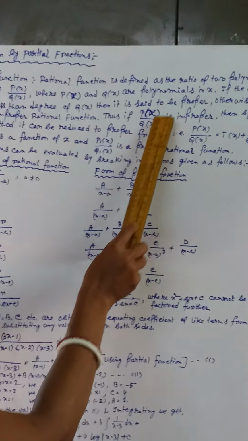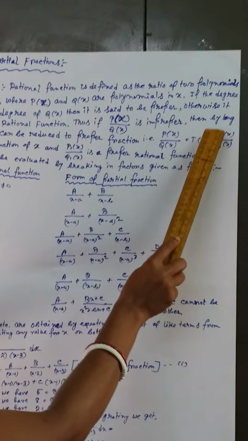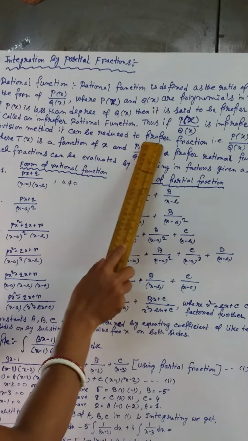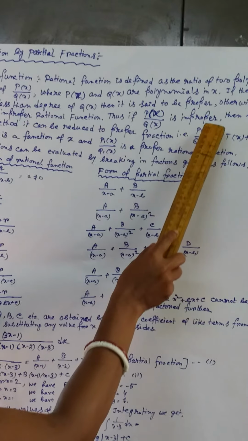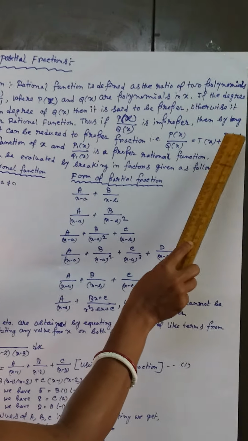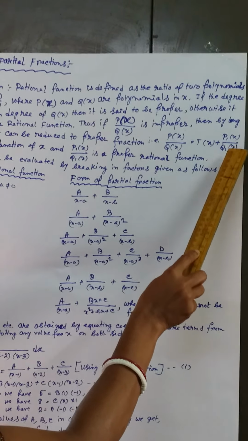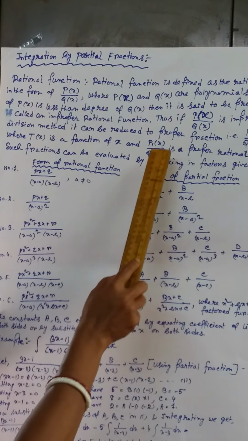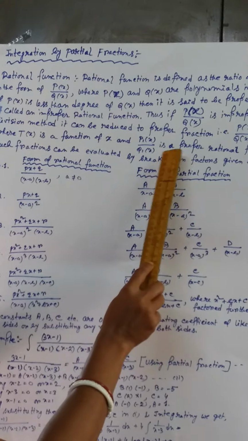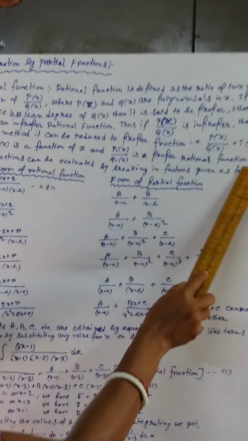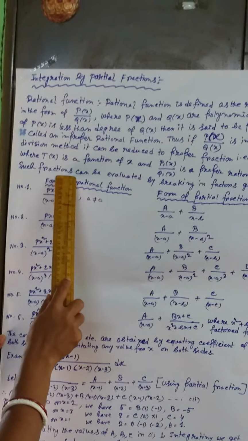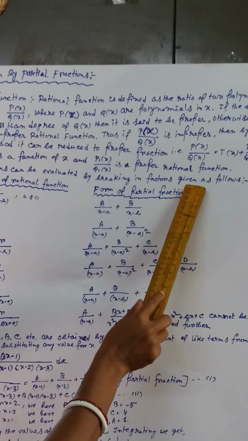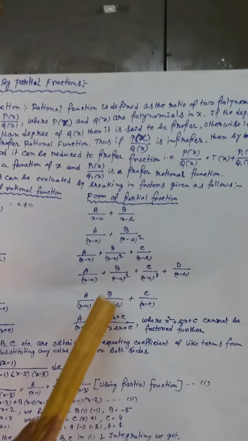Thus, if p(x)/q(x) is improper, then by the long division method it can be reduced to a proper fraction, that is p(x)/q(x) equals t(x) plus p1(x)/q1(x), where t(x) is a function of x and p1(x)/q1(x) is a proper rational function. Such fractions can be evaluated by breaking into factors as follows.